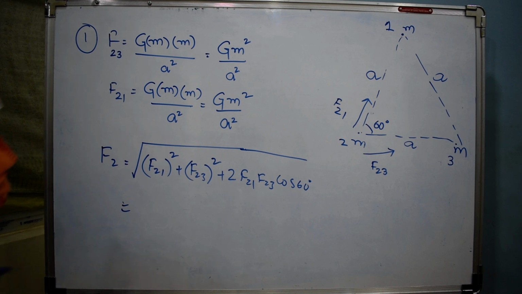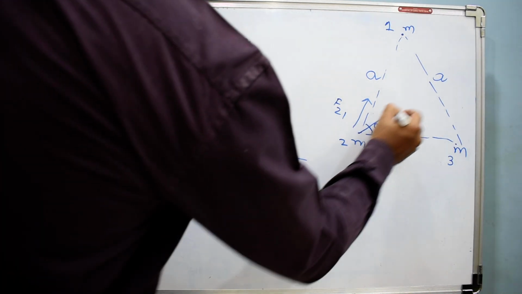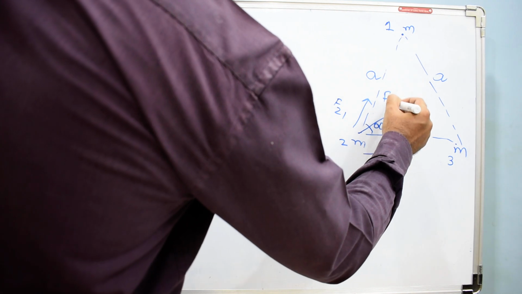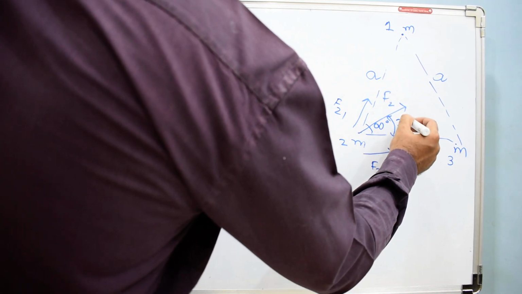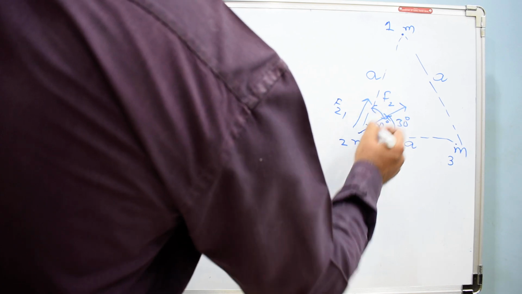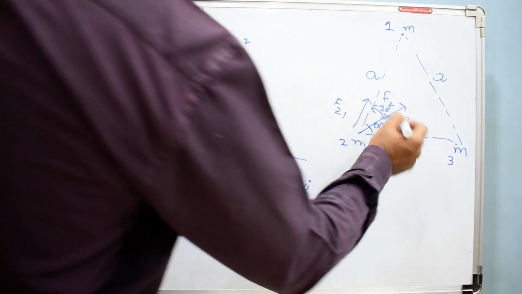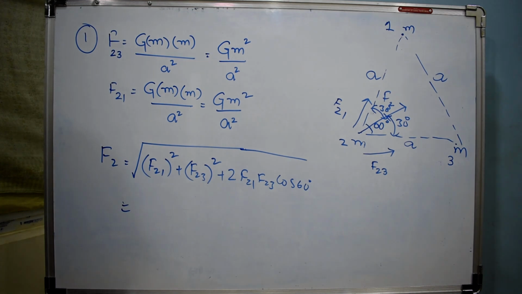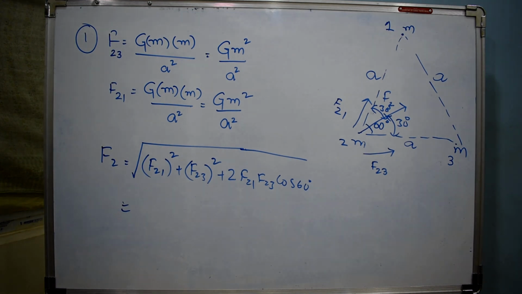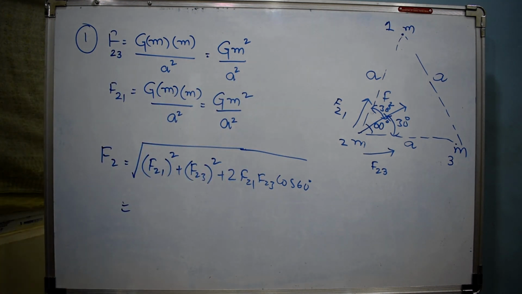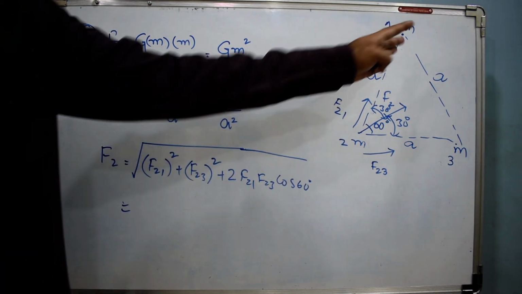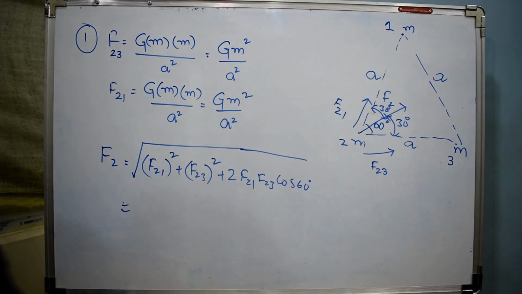So whenever you combine two vectors of equal magnitudes, the resultant of those two vectors will make equal angle with both the vectors. That means the resultant will be in this direction, F2, and it makes an angle of 30 degrees with this direction, as well as 30 degrees with this direction. This is one way of finding the magnitude of the resultant force acting on one of the masses and the direction of the resultant force.